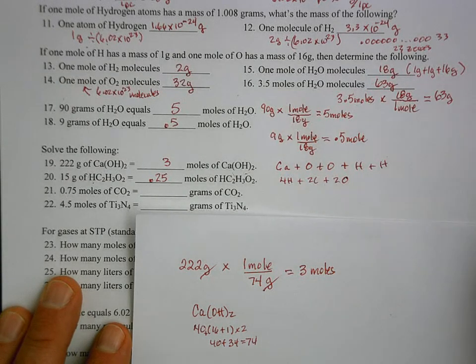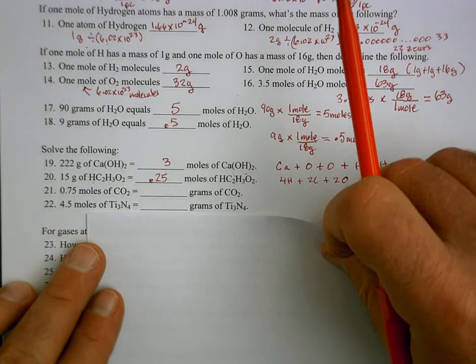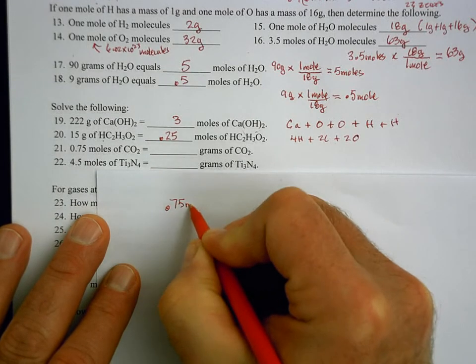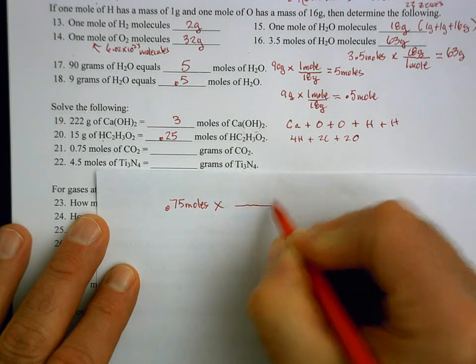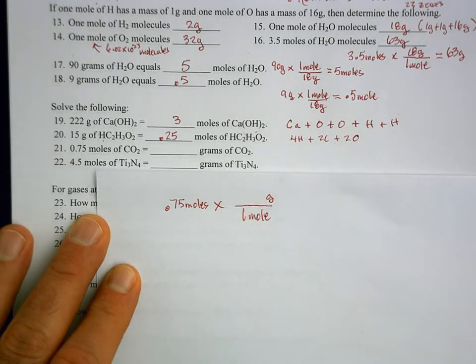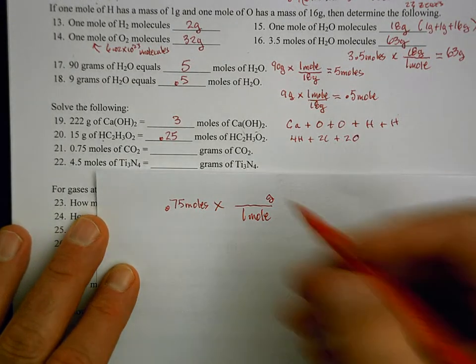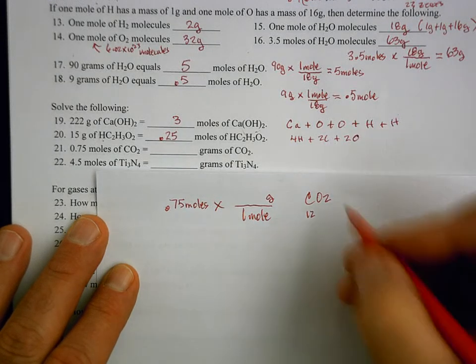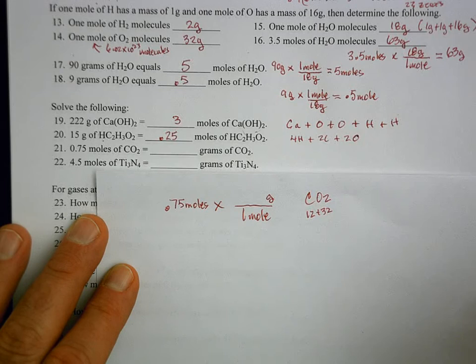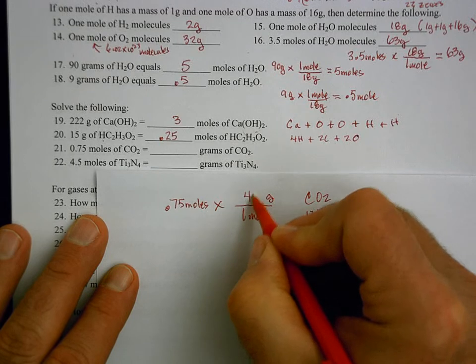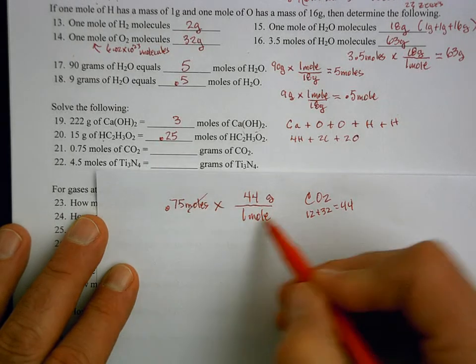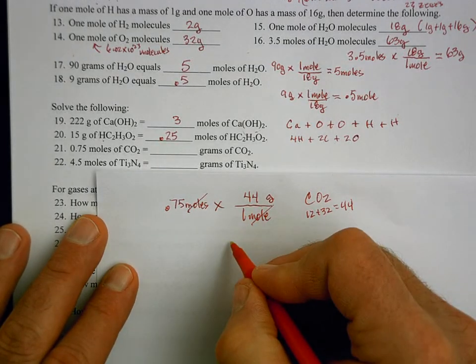Now, 21, we are starting in moles. So now the problem will be 0.75 moles times so many grams per 1 mole. So we're doing the opposite now for 21. Well, what is CO2? And of course, CO2, the carbon, that's 12. The two oxygens, that's another 32. So together, for 1 mole of CO2, that's 44 grams. So that becomes my problem now, 0.75 moles times 44 grams per mole. Now it's the moles that get canceled, and my answer is 33 grams.